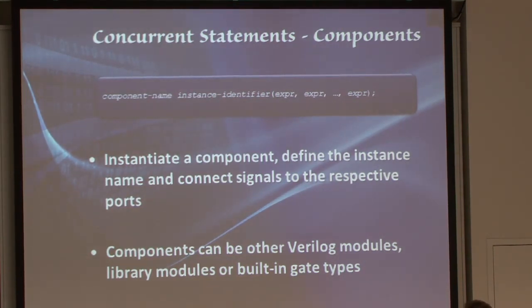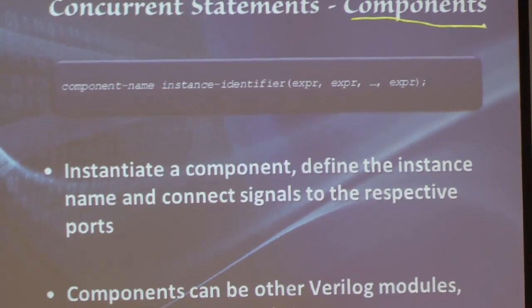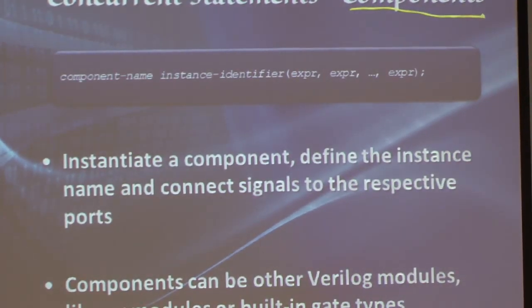Concurrent statements are, as I said, the bulk of your code. In the example that we had before, and I'll put it back up in a second, we'll go back and analyze it, we had AND and NOT gates. We instantiated AND and NOT gates, and these are what we called components. So a component is just one of a few concurrent statements. When we have a component, we instantiate this component. It's pretty much like designing in your schematic.